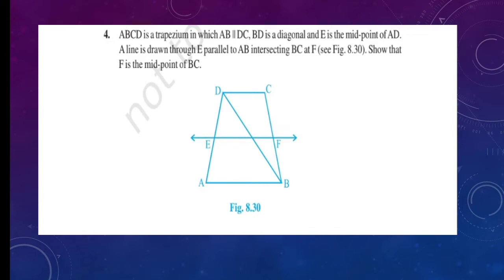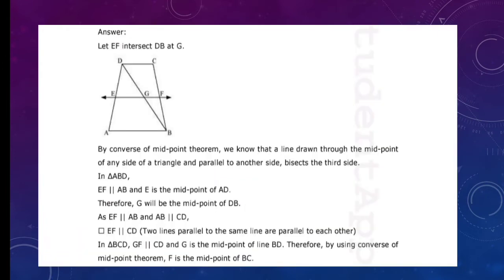In this question, it is said that ABCD is a trapezium in which AB is parallel to DC, BD is a diagonal, and E is the midpoint of AD. A line EF is drawn through E parallel to AB and intersects BC at F. Show that F is a midpoint. So this is question number 4. Let's begin with the answer.